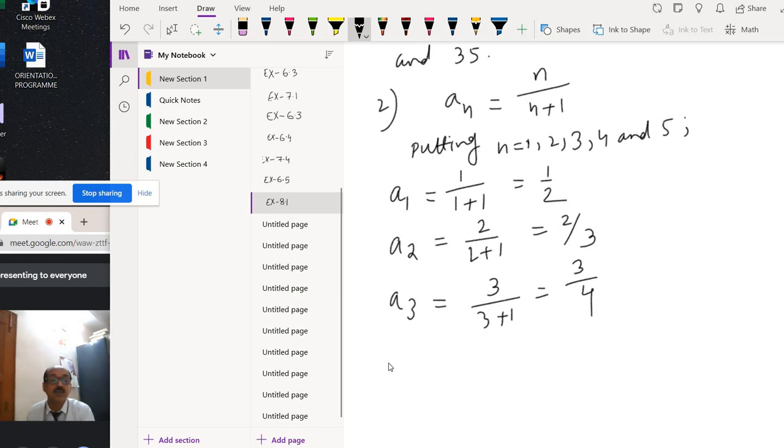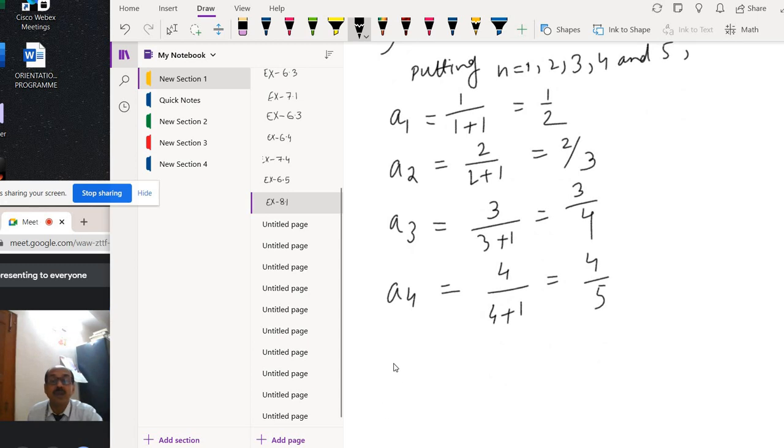Then a4 is 4 by 4 plus 1, which is 4 by 5. One more, A5, which is 5 by 5 plus 1, equals 5 by 6.